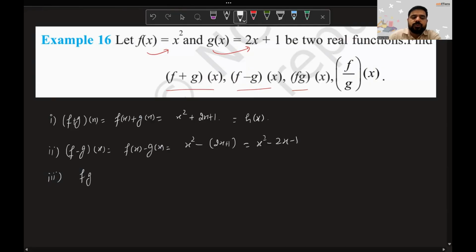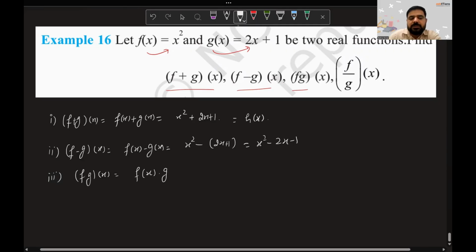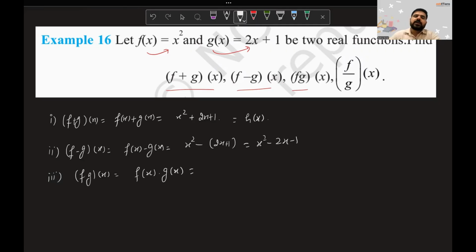Third thing, f into g of x. That's going to be f of x into g of x.